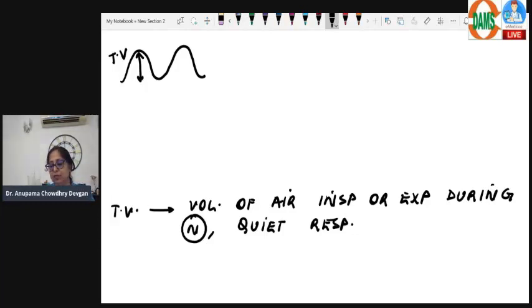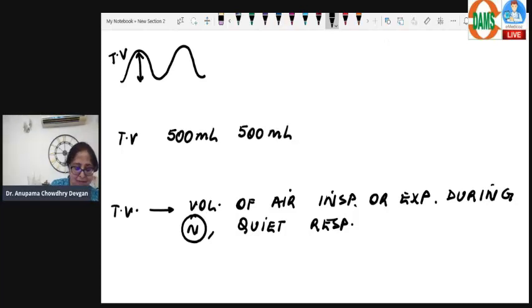Tidal volume, the volume of air inspired or expired during a normal quiet respiration. And tidal volume is the only volume which is the same in males and females. This is 500 ml in males and 500 ml in females.